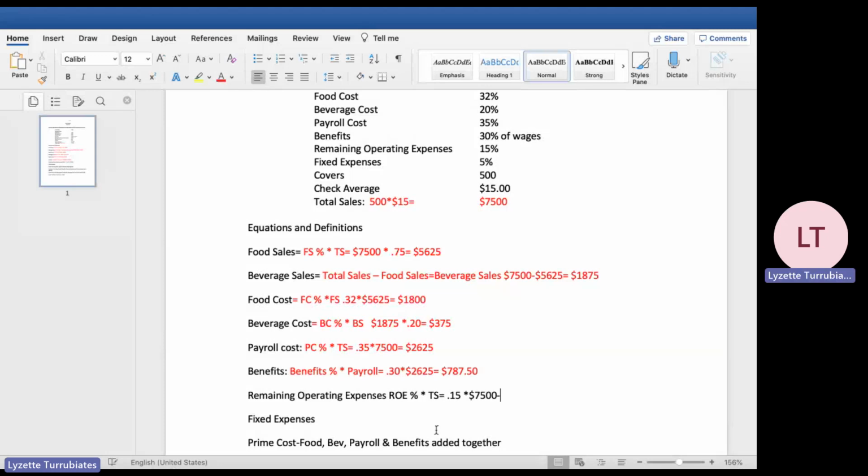Okay, and when we're looking at fixed expenses, we're going to do the same thing. Look at our fixed expense percentage. So again, I'm going to abbreviate FE. And we're going to multiply this by our total sales. So that's 0.05, which would be 5%, multiplied by our total sales, which is $7,500. And that's going to give us what our fixed expense dollar amount is. So $325.